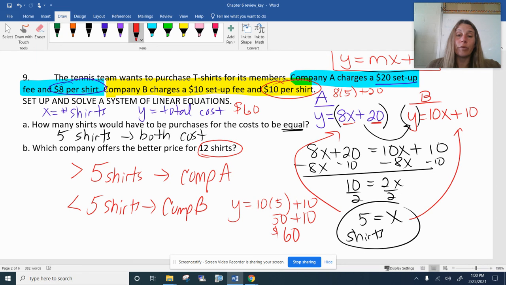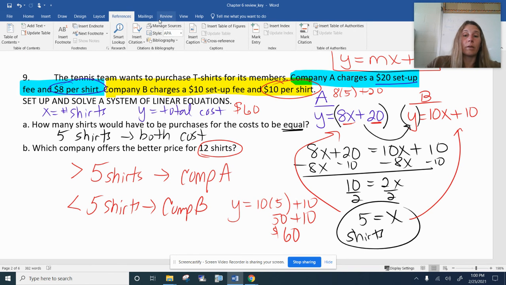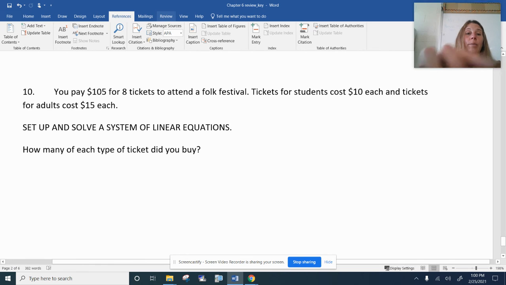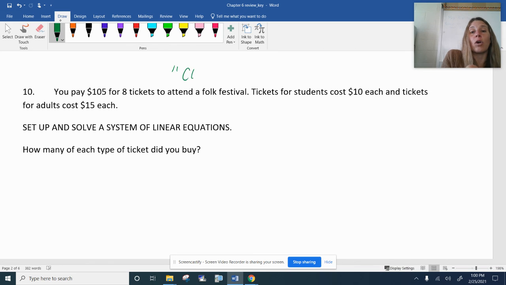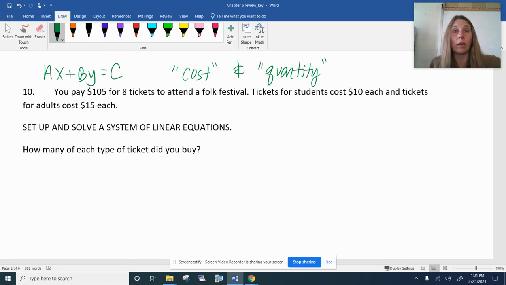Okay, our last problem for the review is the other type. And this type of problem I have coined by calling cost and quantity. And these are typically set up in standard form, and elimination is usually a little bit easier of a method. So cost and quantity means you're buying a certain amount of something and you're paying a specific price for that something, right? But you're usually buying two things and you're paying a different price for one item and a different price for the other item.